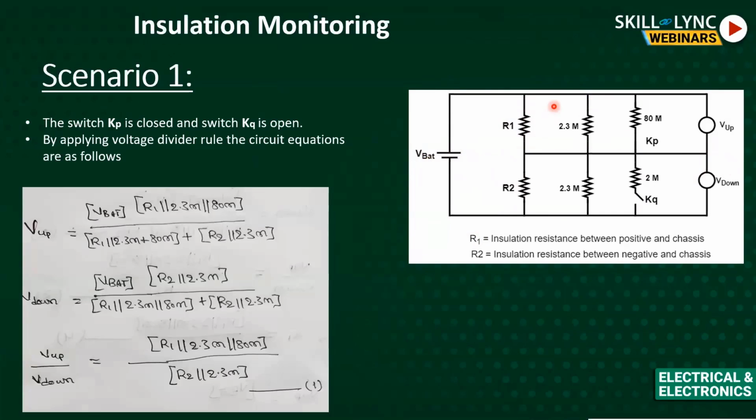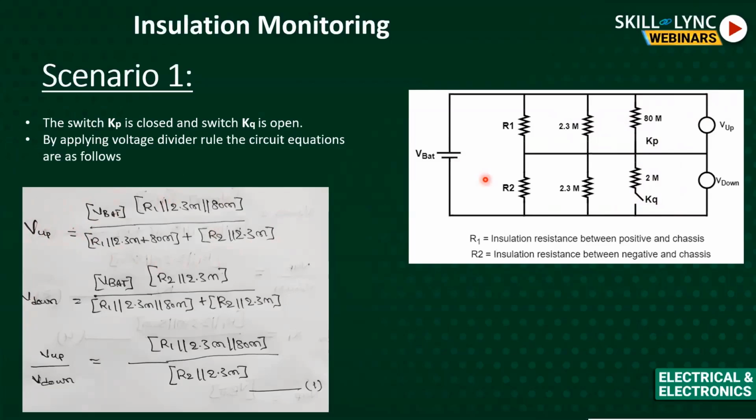Similarly, these are the 2.3 megaohm, 2.3 megaohm. These are pre-made resistors. 80 megaohm and 2 megaohm are the pre-made resistors, but KP and KQ are the switches. So in this scenario, KP is closed and KQ is open. If you write the Kirchhoff equations, I will get V up and V down, which are measured here.